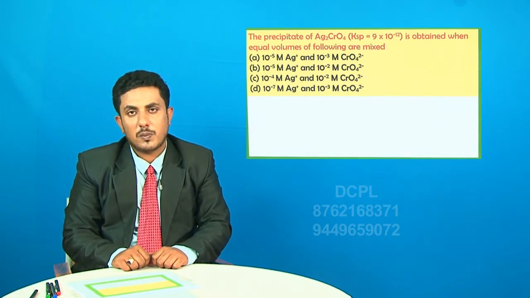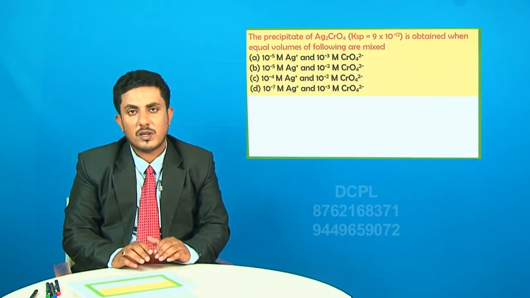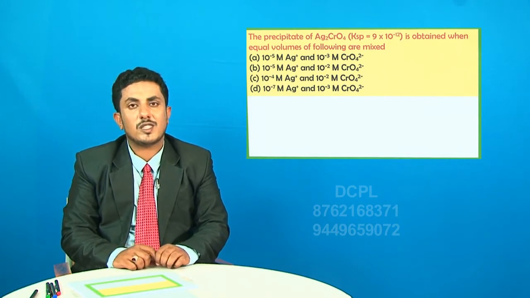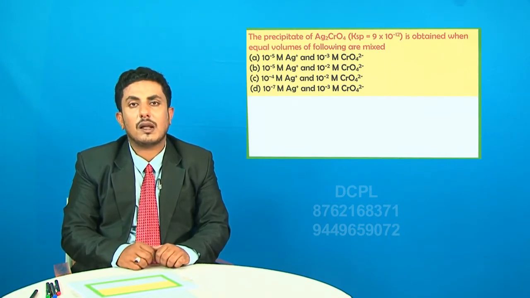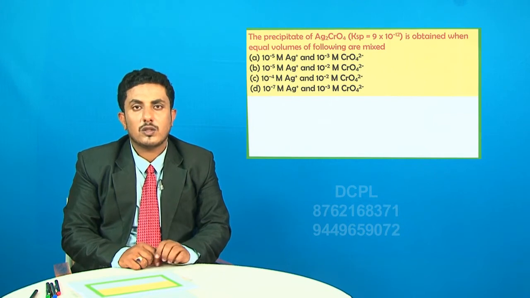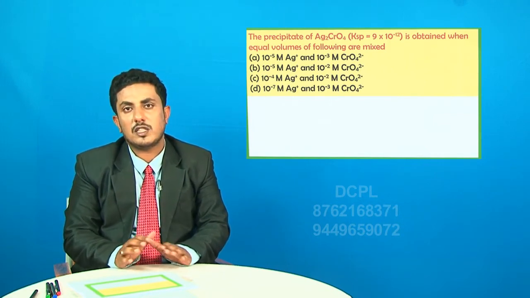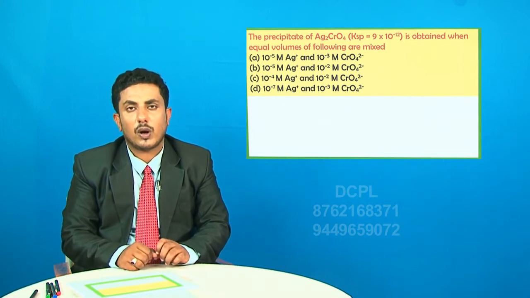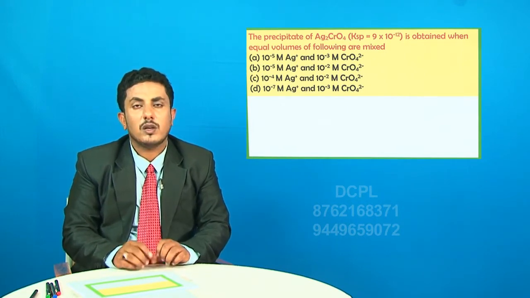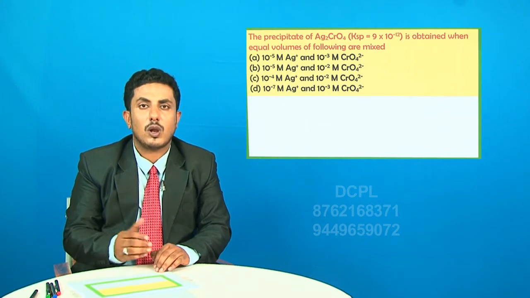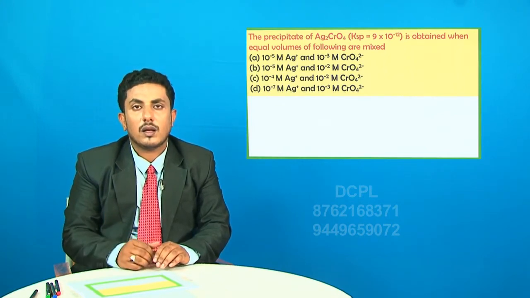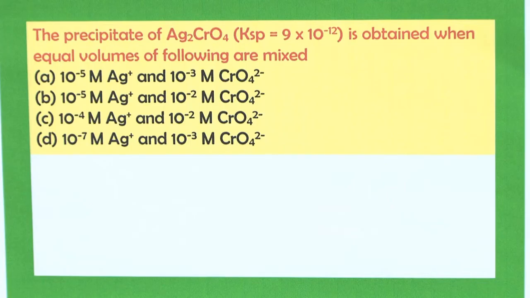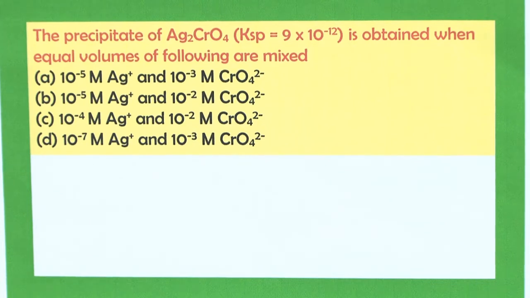The condition for precipitation is that the product of ions present with us, which we call QSP or the ionic product, should be greater than Ksp, that is, the solubility product. They have given certain concentrations of Ag plus and chromate ion. For those concentrations we should calculate the product of ions, which we call the ionic product. If the ionic product exceeds the given solubility product, then precipitation takes place. One by one we will calculate the ionic product.